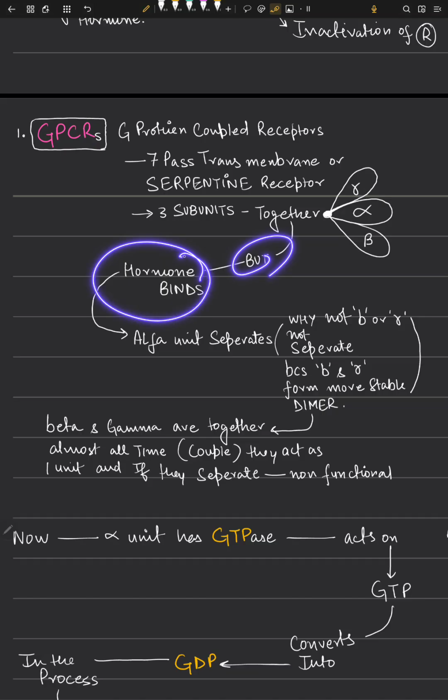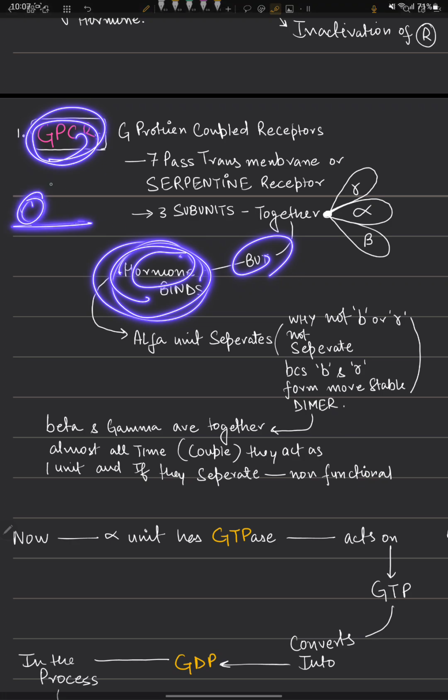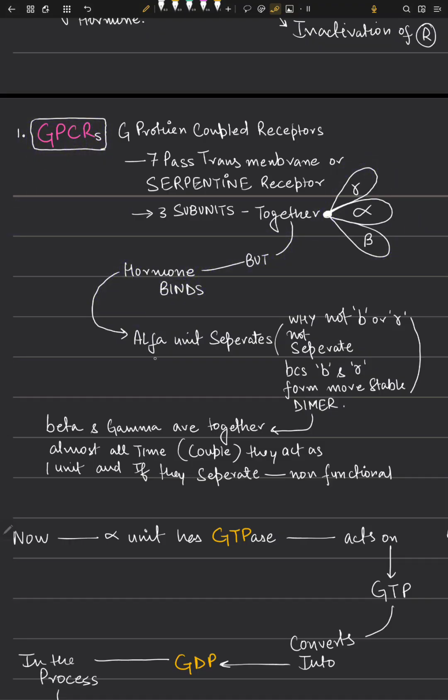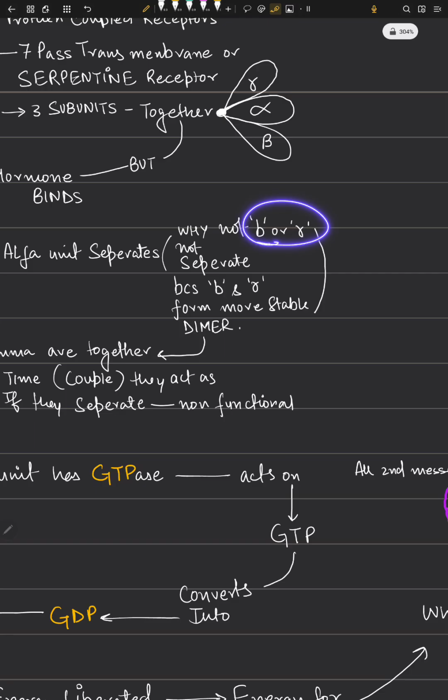Where does the hormone bind? The hormone binds at this receptor outside the cell, and this receptor is together with these subunits. Then the hormone binds, and this subunit, alpha, separates. Why does it separate? Why not beta and gamma?